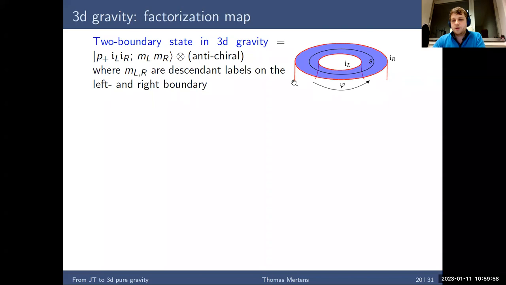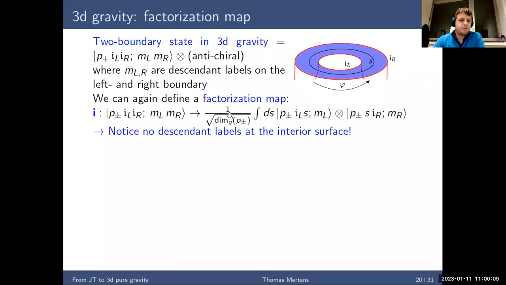So here we have a state defined on this annular region. It has a left boundary, this inner boundary, and it has a right boundary, this outer boundary. So these are two holographic boundaries here. And now let's try to split this. So we want to split this along this black circle here. So we introduce an index S, just like we split the interval in two pieces. Here we're splitting the annulus in an inner annulus and an outer annulus.